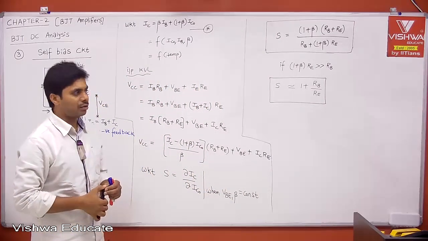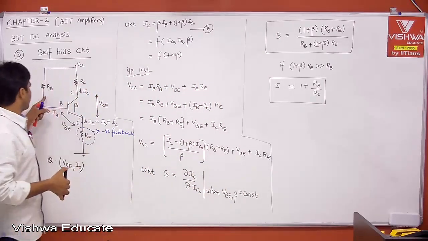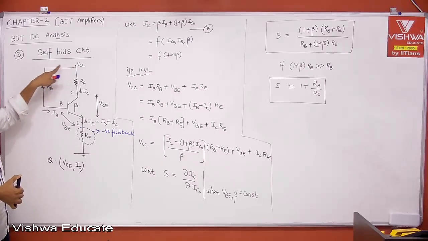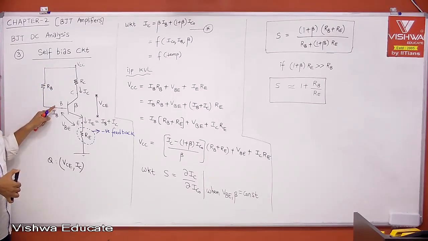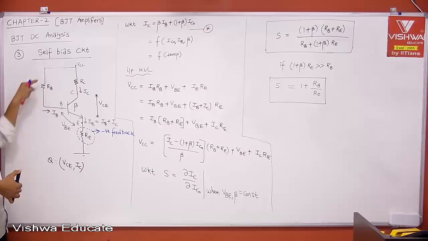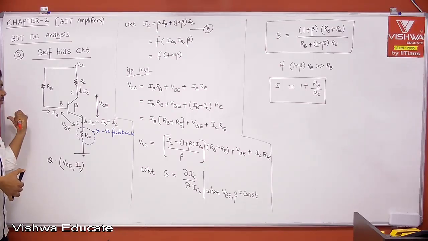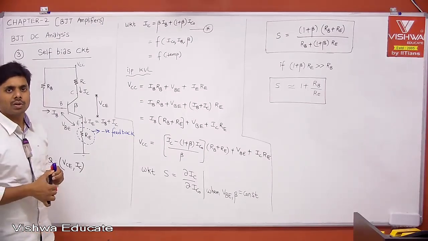Those are all not practical solutions, because when RB is 0, it is short circuit. Means the VCC is applied directly to your base. Then whatever input you apply, the power supply will override the input. Or even though you are applying input, that input will not propagate to your output.